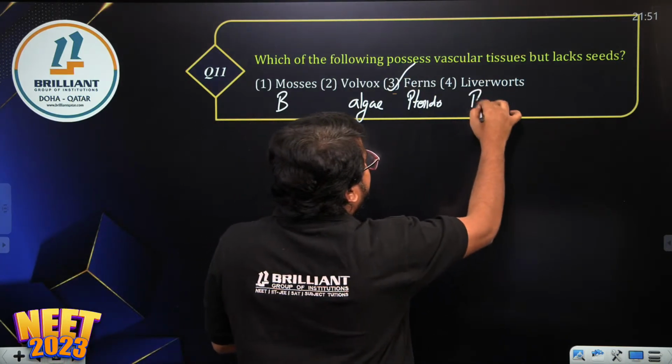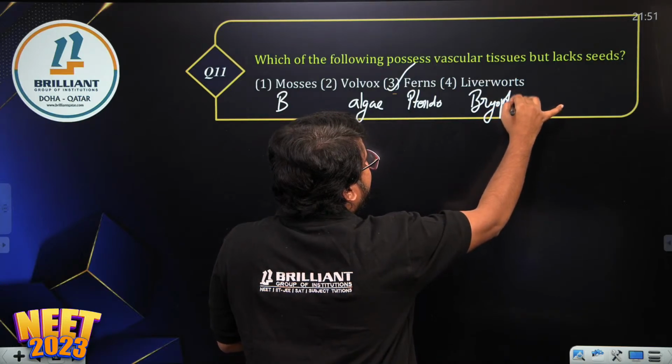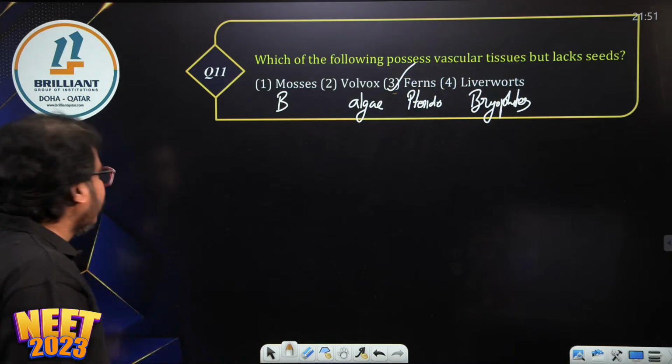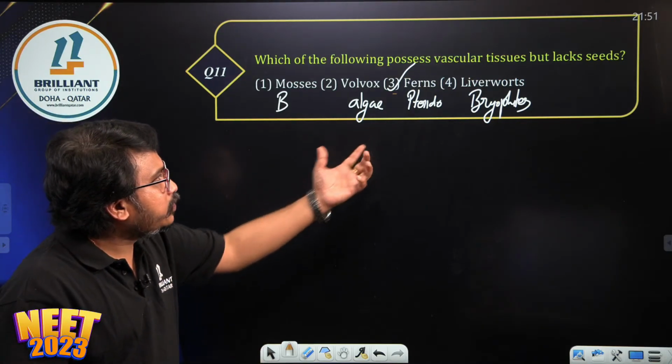Liverworts, they are coming under Bryophytes. Bryophytes have embryo but there is no vascular tissue. So that first chart is enough to solve such questions. Then sometimes more examples only will be given.